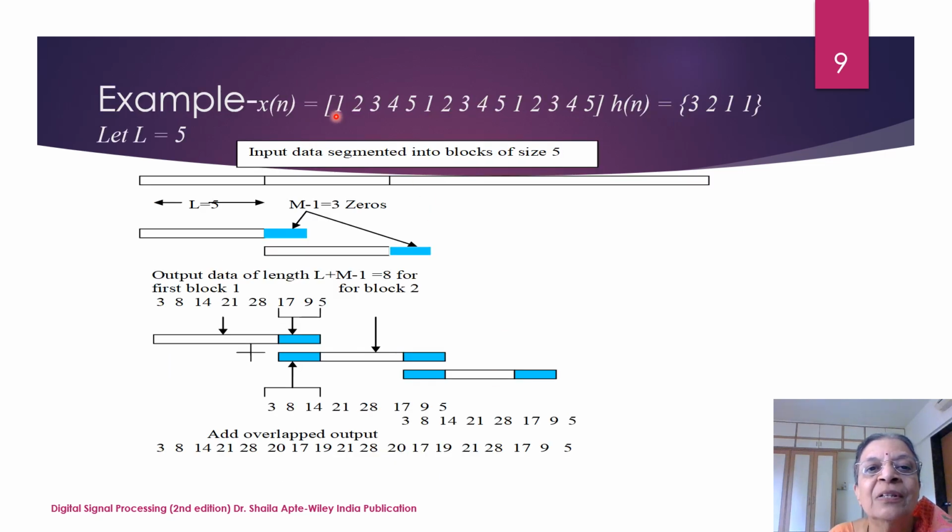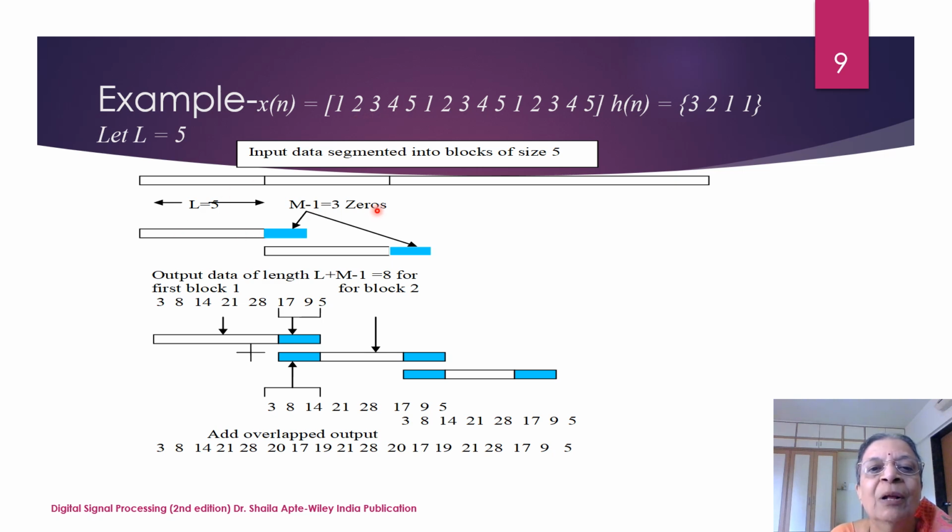Let us take one example and see how it works. We are considering the input sequence as 1, 2, 3, 4, 5, 1, 2, 3, 4, 5, 1, 2, 3, 4, 5. So 15 samples I have considered, deliberately 1, 2, 3, 4, 5, so that I will be making each segment of length 5, and the convolution result will be the same for all because they are the same segments. h(n) is 3, 2, 1, 1. Now we are considering capital L equal to 5. So I will take 1, 2, 3, 4, 5.